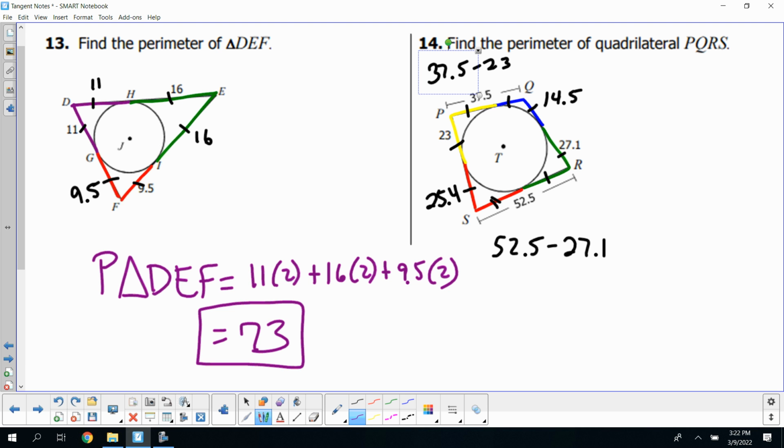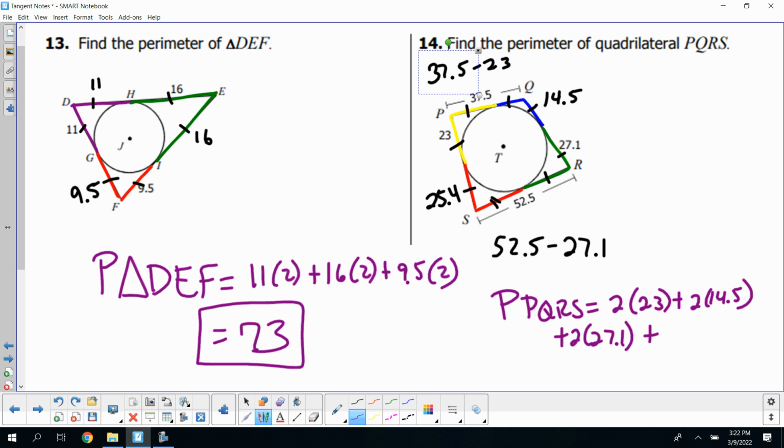Okay, knowing all that, we can take all these numbers and combine them to figure out what the perimeter of our quadrilateral is. So the perimeter of our quadrilateral PQRS is going to be 2 times 23 plus 2 times 14.5 plus 2 times 27.1 plus 2 times 25.4. And when I add those all together, I get 180. So the perimeter of that quadrilateral PQRS is 180. All right, that's it.